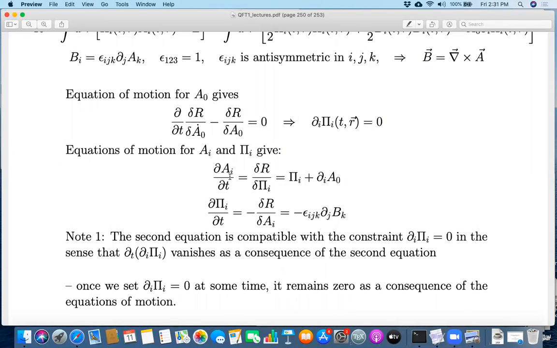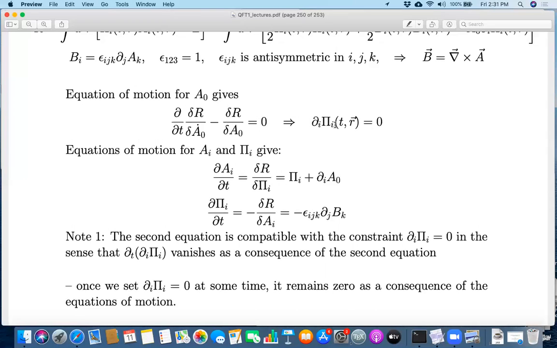Suppose you are given some initial configuration A_i(0, x) and pi_i(0, x). Then these equations can be used to solve for A_i(t, x) and pi_i(t, x). A set of coupled equations. However, the problem comes as far as the A0 is concerned. First of all, you see that the A0 equation gives a constraint involving pi_i. This, in fact, is not a very serious problem.